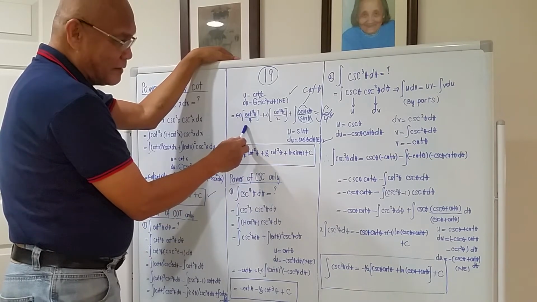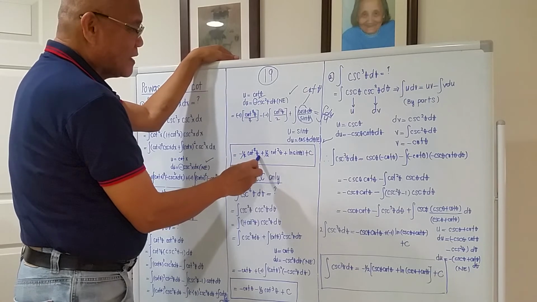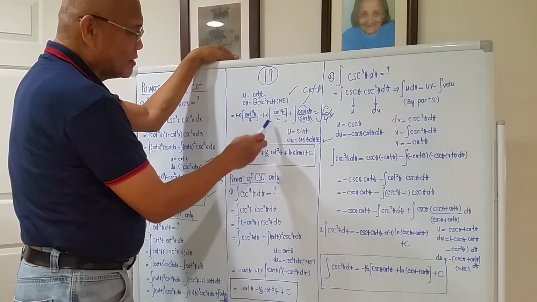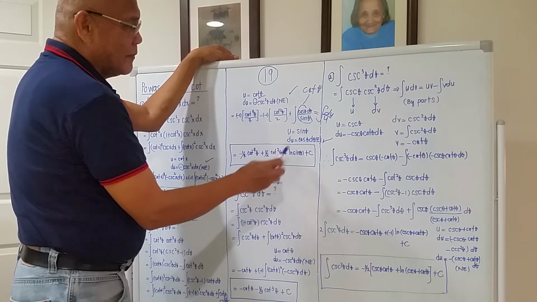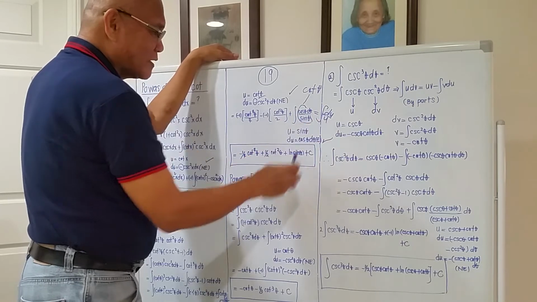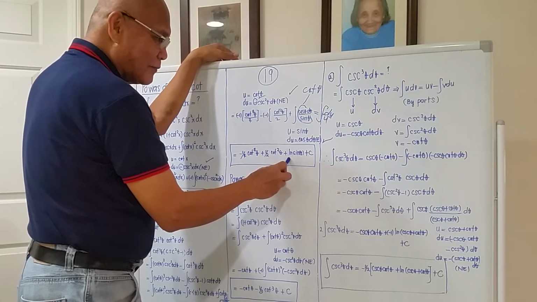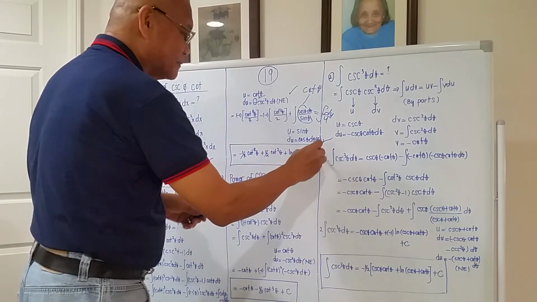I am simplifying the first two answers. Minus, minus, this will be plus. We got 2 underneath, so this is 1 over 2, one half, cotangent square of theta. And the integral of cosine theta differential theta over sine of theta is just the natural logarithm of u, which is sine of theta, plus c. That's the final answer.